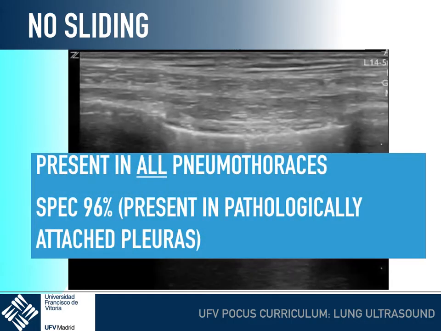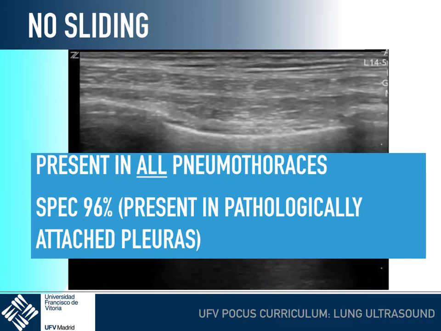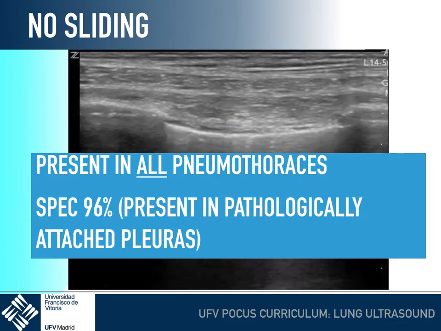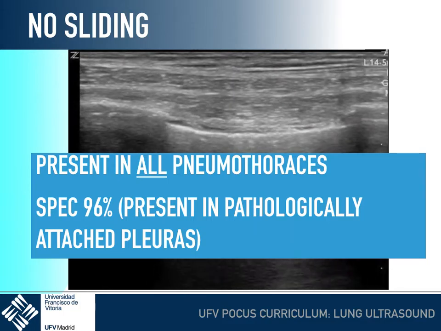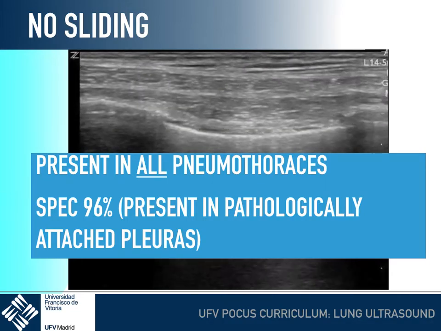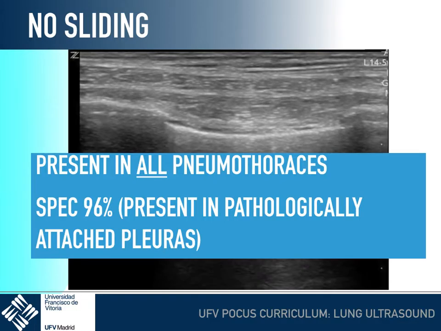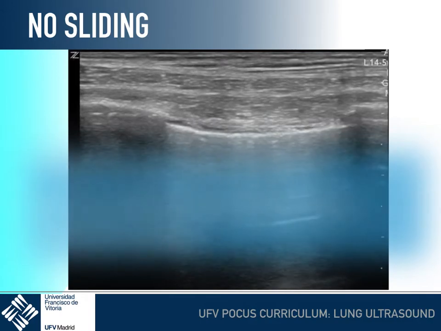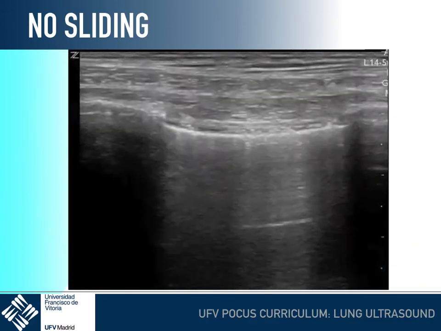So the absence of sliding, or no sliding, is present in all kinds of pneumothoraces. The specificity is not perfect, but it's quite good as well. It's 96% specificity, because the absence of sliding, the no sliding, is present as well in pathologically attached pleuras. So there are other conditions that are not air between both layers of pleura, but both layers of pleura are pathologically attached. This is no sliding as well.